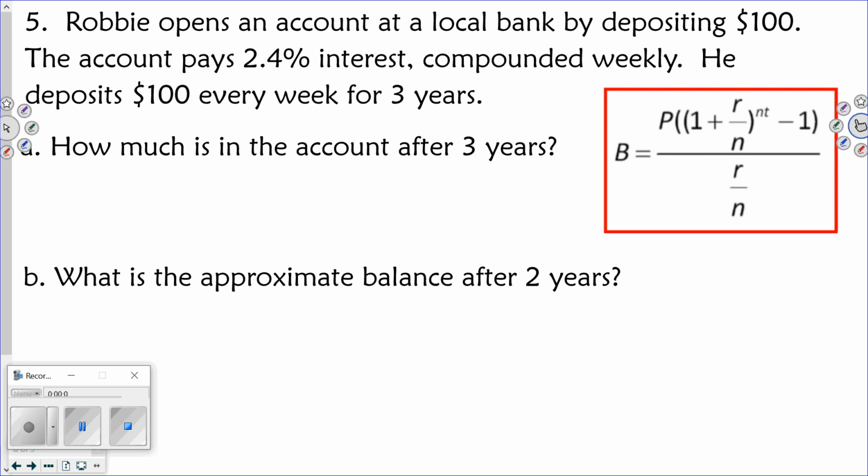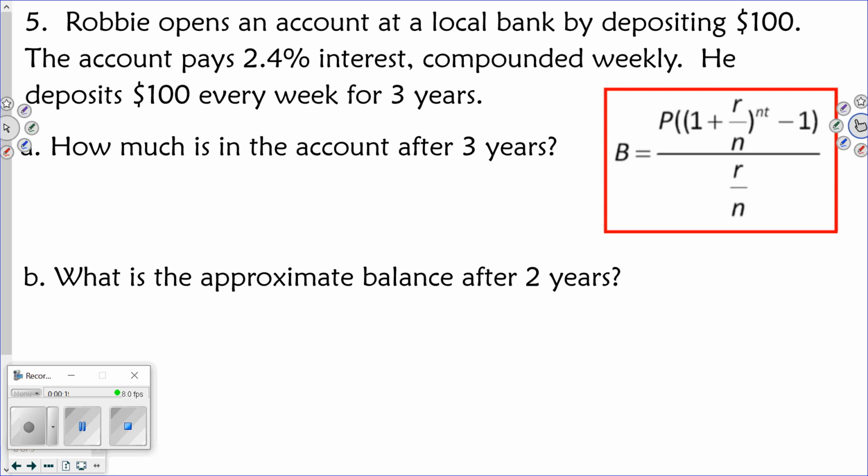All right, so we said number 5 where we left off. Robbie opens an account at a local bank by depositing $100. The account pays 2.4% interest compounded weekly. He deposits $100 every week for 3 years. How much is in the account after 3 years?